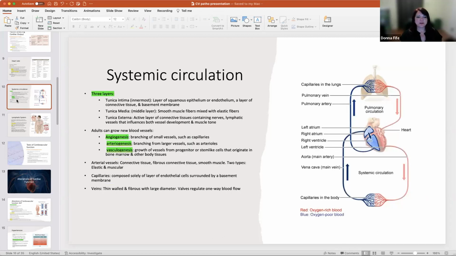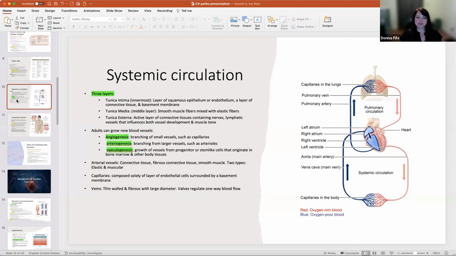Systemic circulation, there's 3 layers in the vessels. Tunica intima is the innermost, and this is a layer of squamous epithelial cells or endothelium, a layer of connective tissue, and a basement membrane. Tunica media or middle layer, there's smooth muscle fibers mixed with elastic fibers. Tunica externa, or the outer layer of connective tissue containing nerves and lymphatic vessels that influence both vessel development and muscle tone. Now, adults can grow new blood vessels.